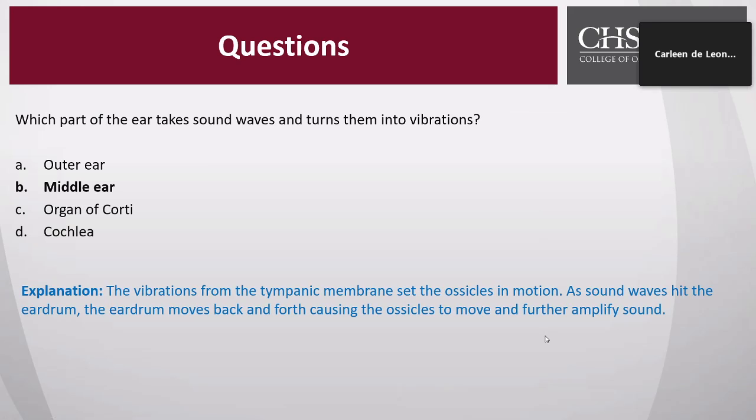As the sound waves hit the eardrum, it makes the eardrum move back and forth, which causes the ossicles to move further and amplify the sound. The organ of Corti is located in the cochlea, and the organ of Corti takes sound vibrations and produces nerve impulses that are sent to the brain. Okay, is that clear?